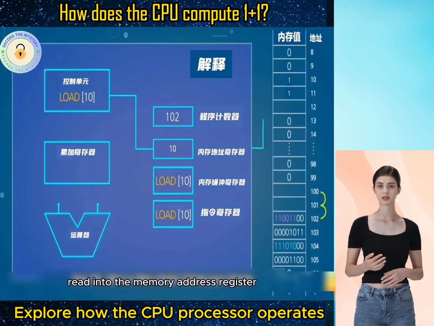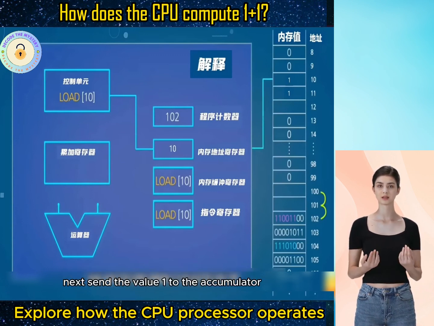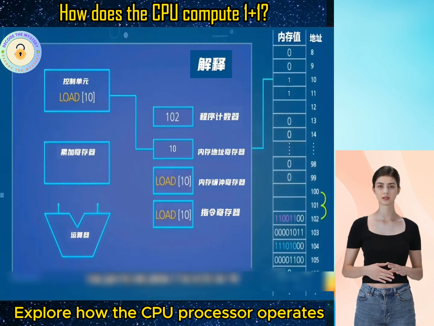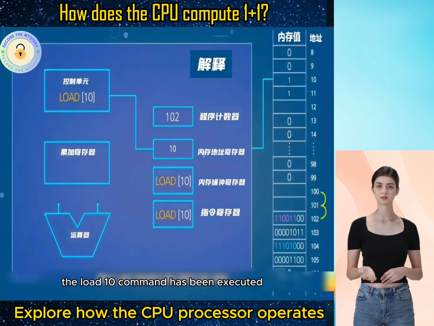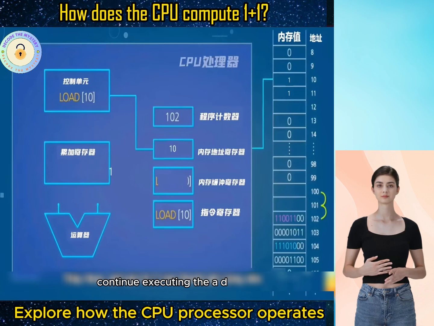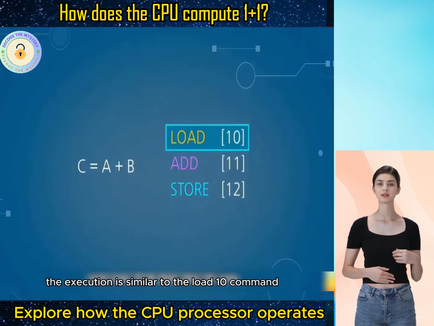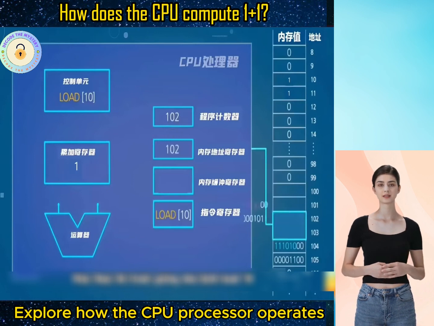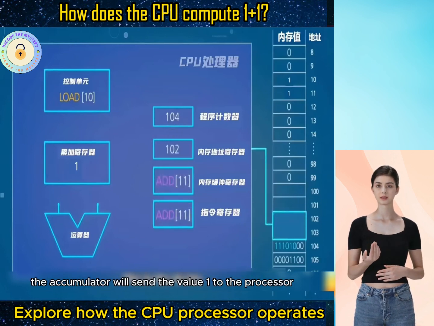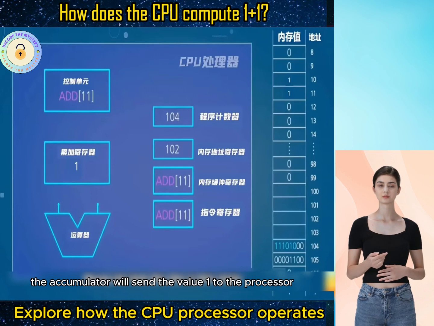Read into the memory buffer register. Next, send the value 1 to the accumulator. The load 10 command has been executed. Continue executing the add 11 command. The execution is similar to the load 10 command, both are reading data. But when the command comes to the control unit, the accumulator will send the value 1 to the processor.